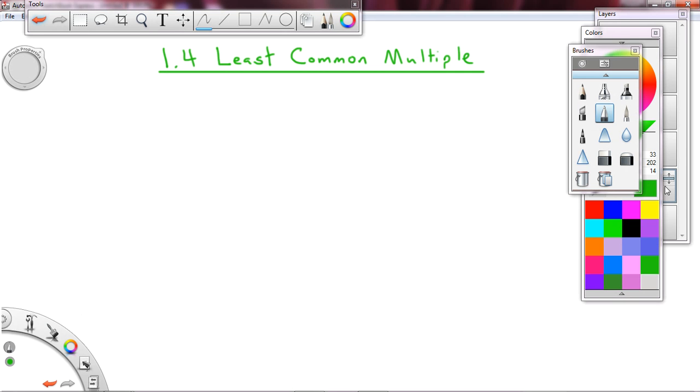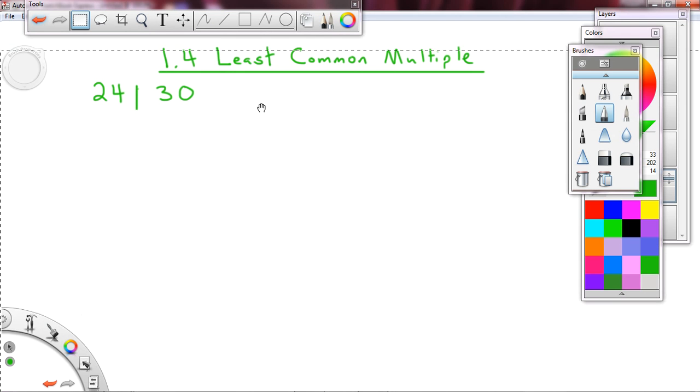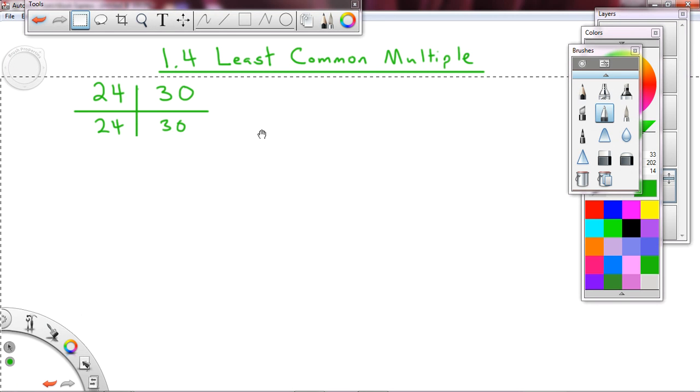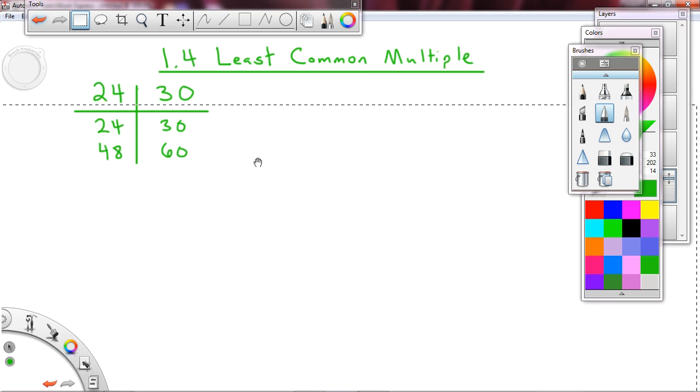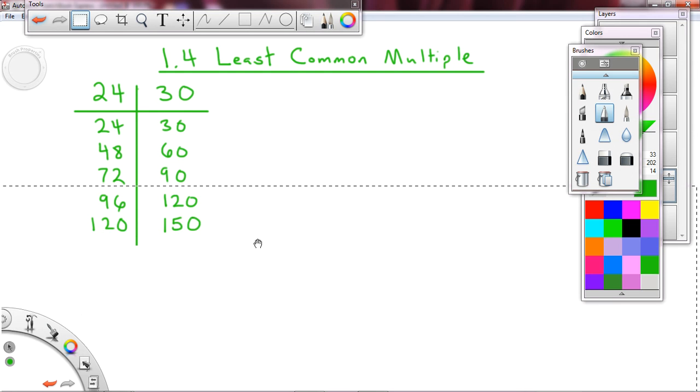Okay, now in the past, if you had two numbers, so let's take two numbers like 24 and 30, and you wanted to find out the least common multiple of 24 and 30. What you would have to do is you'd make a little table like this and you'd start writing down the multiples. So 24 times 1 is 24, 30 times 1 is 30, times 2, times 3, times 4, times 5, and so on and so on.